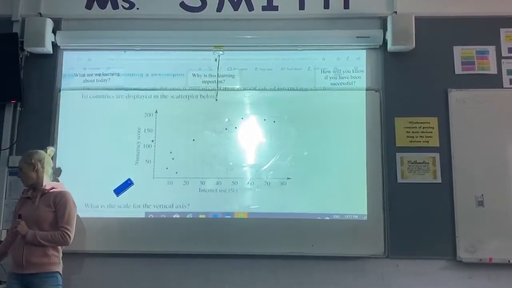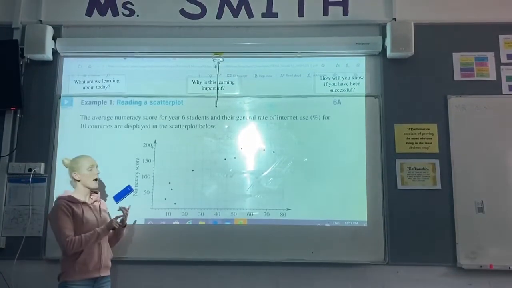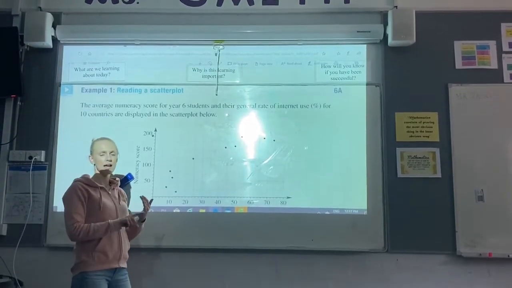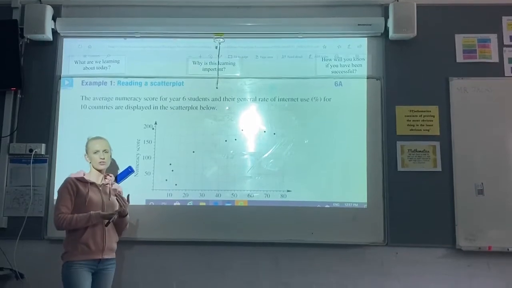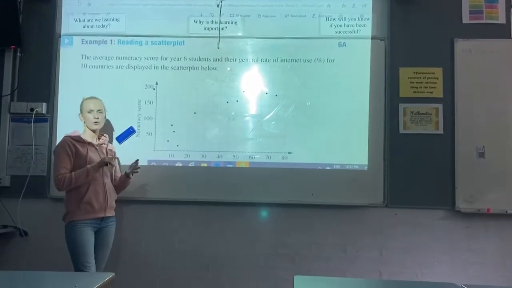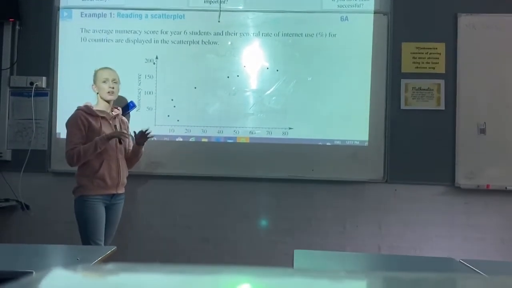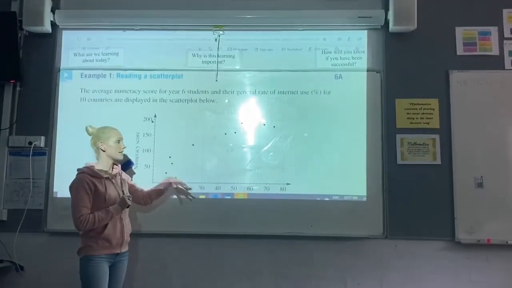Alright, so speaking about what bivariate data is, okay, so it's data that represents two variables. Why is it important? We want to look at the relationship between these two variables, so to do that we're going to put it on a scatter plot.